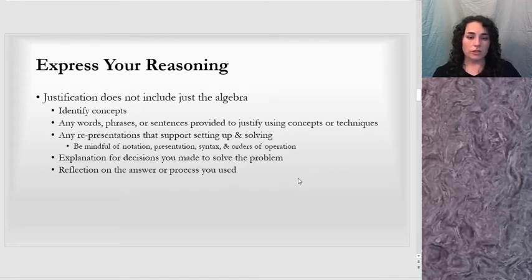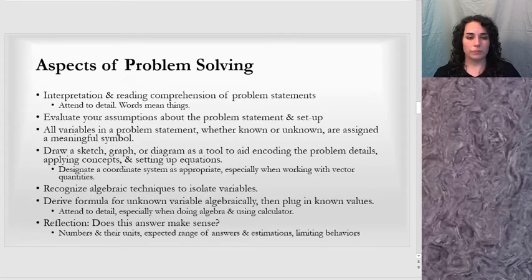And also reflect on the answer process you used. I'm a little bit more follow-up, sort of let's think about what we did and why our answer makes sense. And I will require you to show some of this work on your assessments as well.